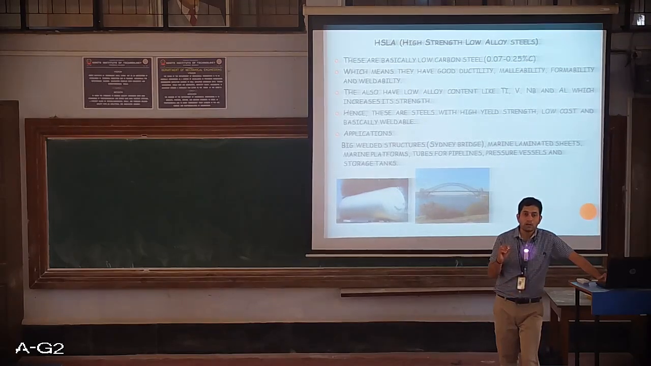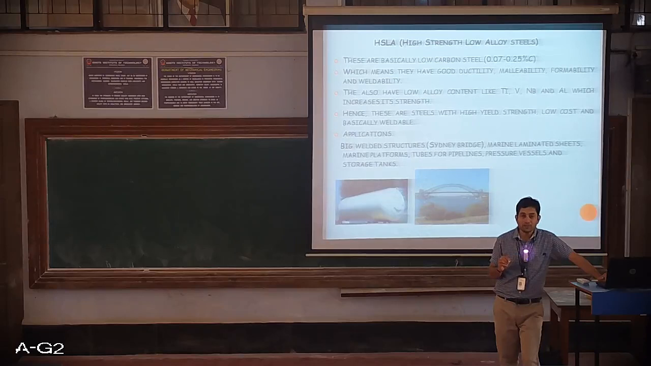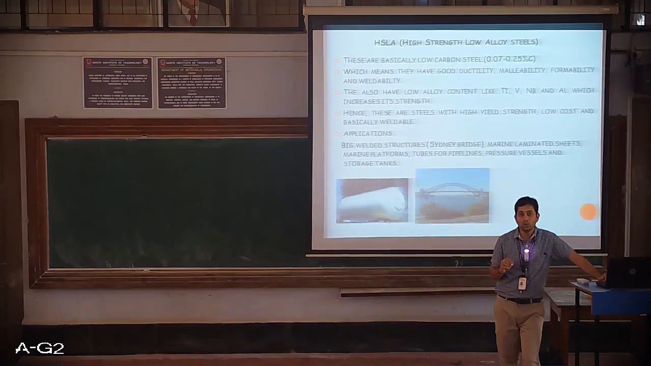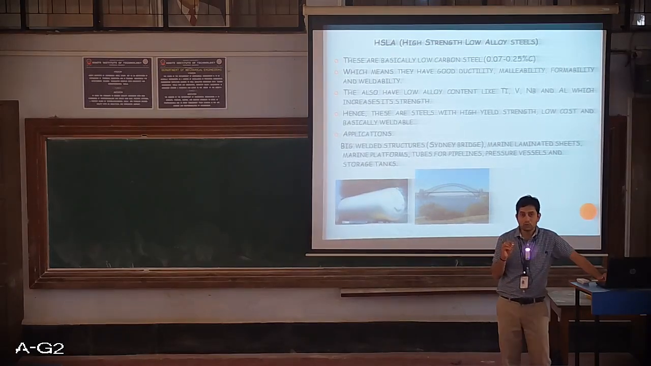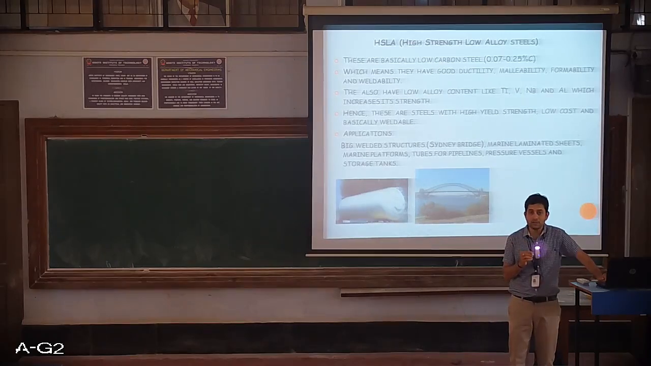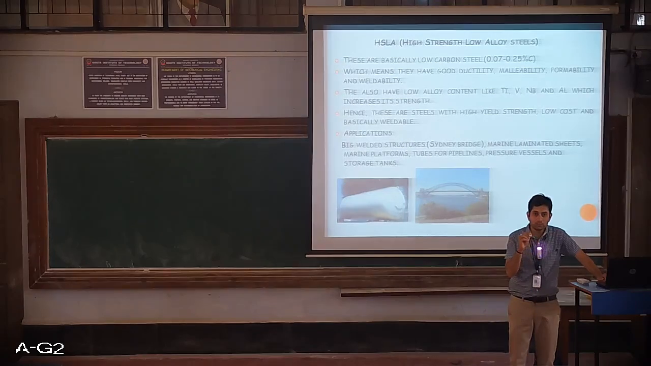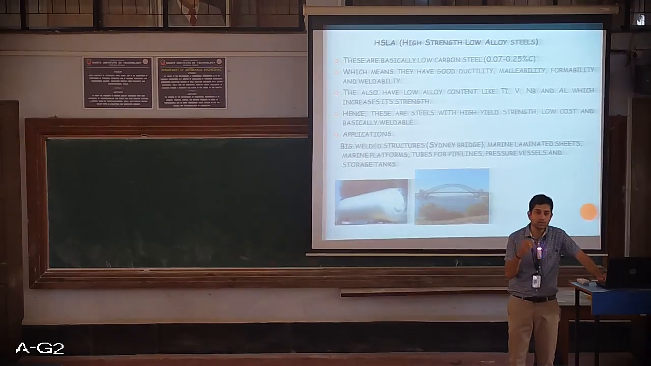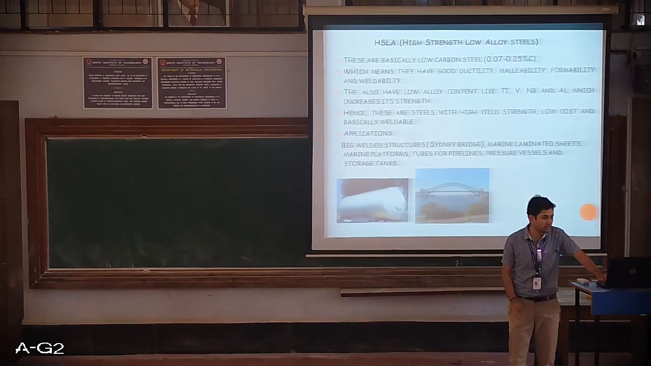So the strength is high, alloying elements are low, carbon content is also low. Because the carbon content is low, it should actually show lower strength, but because of the alloying elements you have added in low quantity, the strength becomes higher and they are weldable. So this is the understanding.